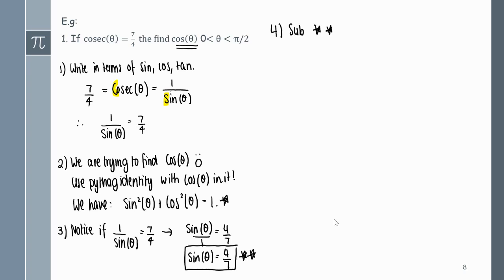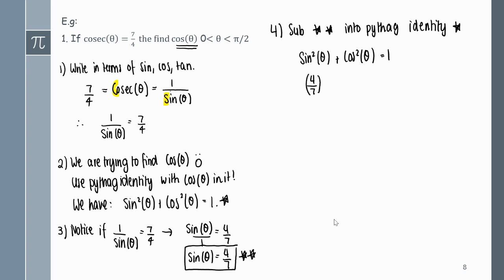So lastly, we have to substitute our sine theta equals 4 over 7 into our Pythagorean identity, sine squared theta plus cos squared theta equals 1. Let's do that. If sine theta equals 4 over 7, then sine squared theta would be 4 over 7 squared. I'm not sure what cos squared theta is, so I just leave that as it is. And we have the 1 on the right-hand side.